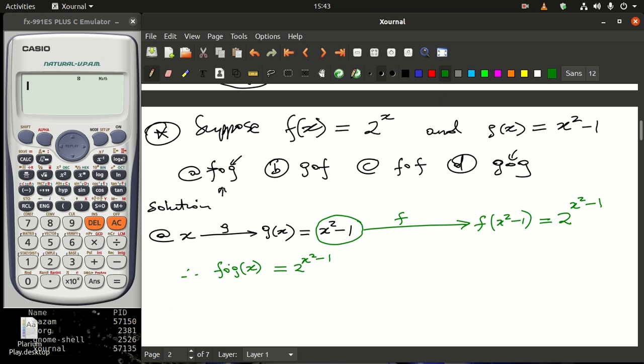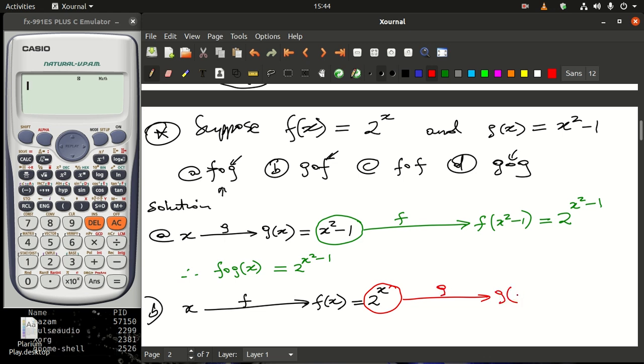And then let's go to B. B is very simple also. When you look at B, I want you to take x first, and first plug it in f, so that I end up getting f of x. And what is f of x? f of x is 2 to the power x. Then I want to take this output and plug it in g so that I get g of something here.